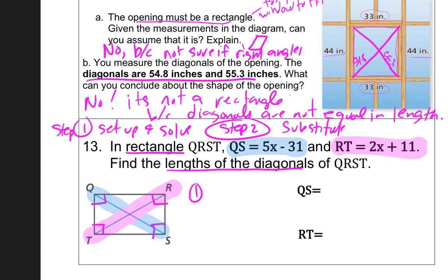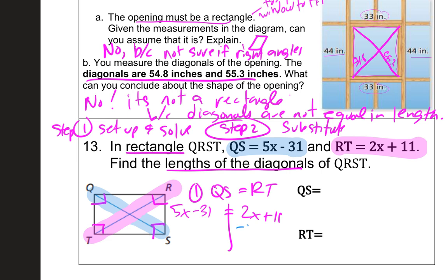All right, so if they're telling us these are diagonals and it's a rectangle, do they add to something or do they equal? That's right, they equal each other, right? So we would say 5x minus 31 equals 2x plus 11, right? Because we would say that QS equals RT, right? That's what we would start with. And so instead of QS, we're going to put that. Instead of RT, we're going to put that. Now that we set it up, let's just solve, right?